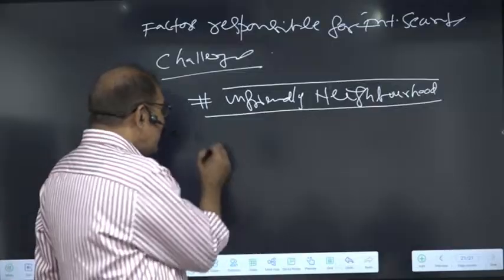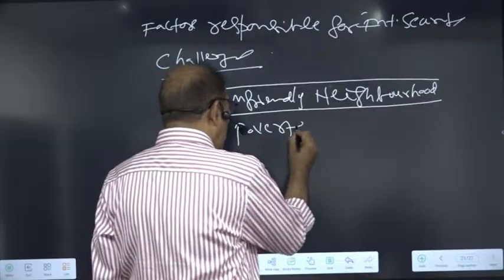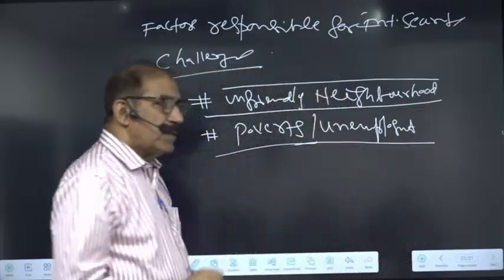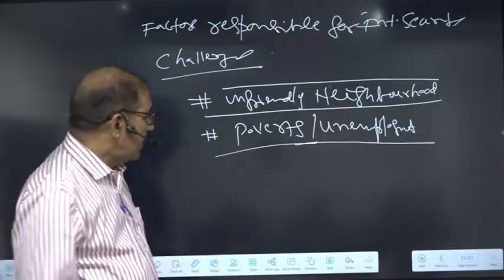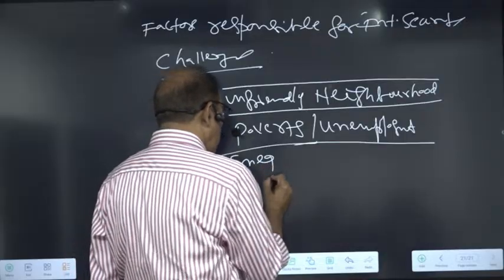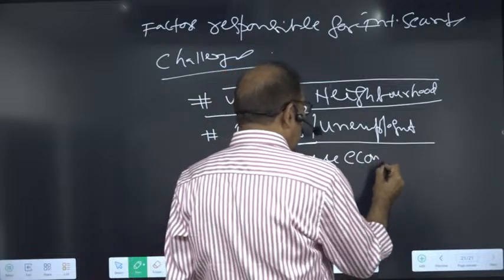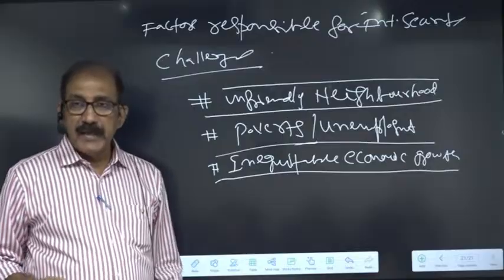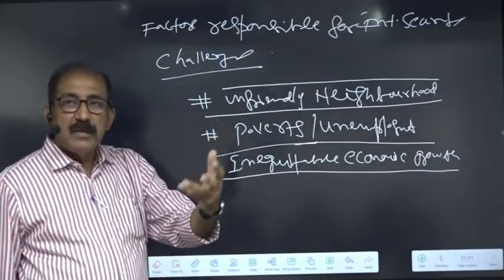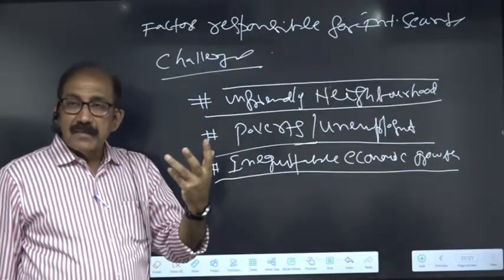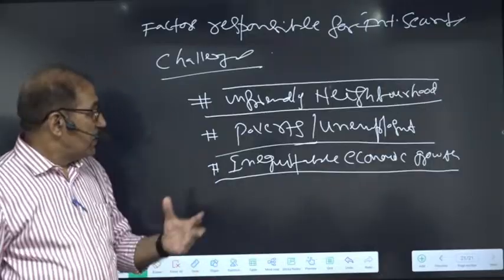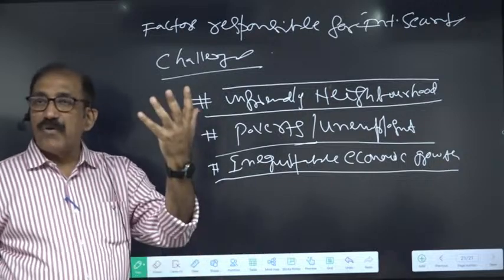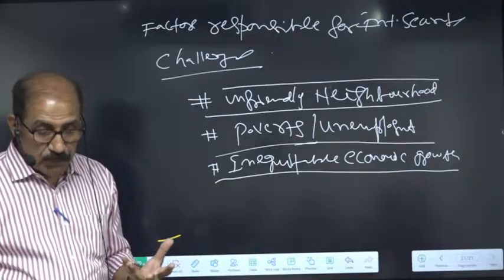This was one point. The second is poverty, unemployment, and inequitable economic growth. What is the meaning of inequitable economic growth? Rich is becoming richer, poor is becoming poorer. You have some regions which are progressing very fast: Maharashtra, Karnataka, Tamil Nadu, Gujarat, and on the other hand, you have some regions which are very backward. Some regions have grown fast, other regions have not. Inequitable economic growth.